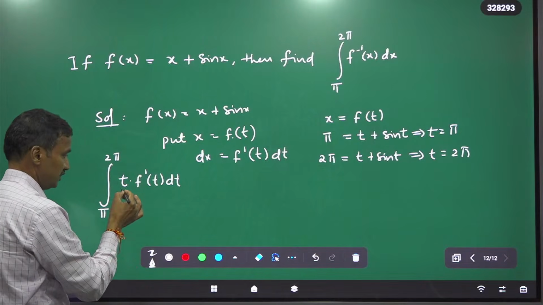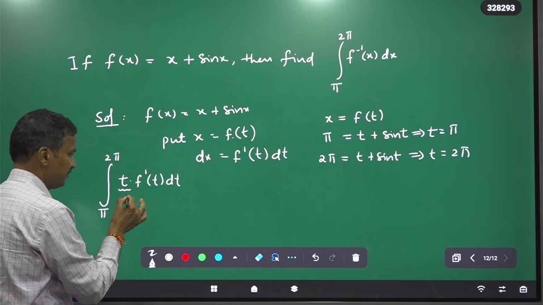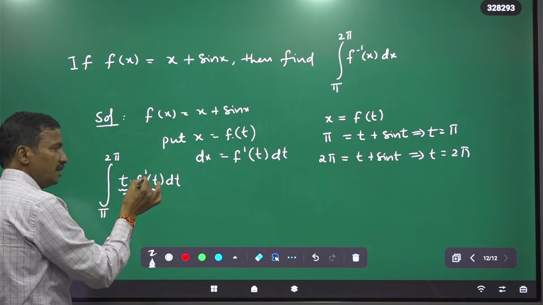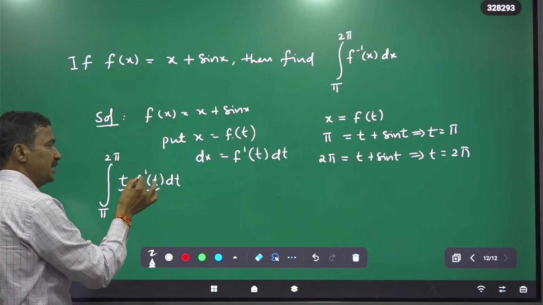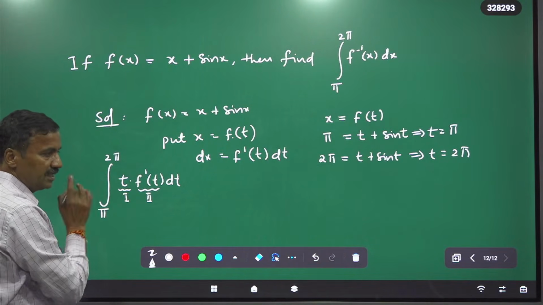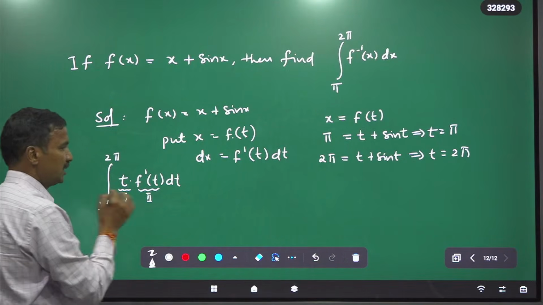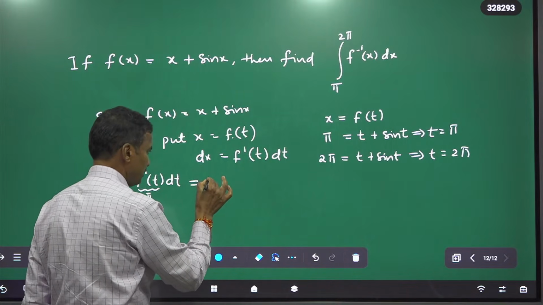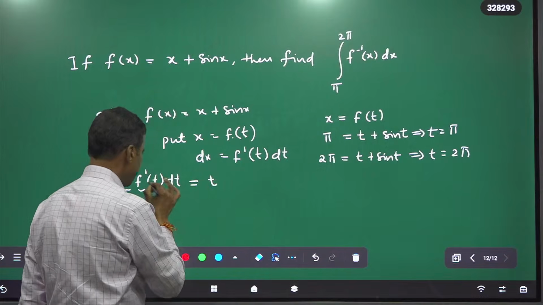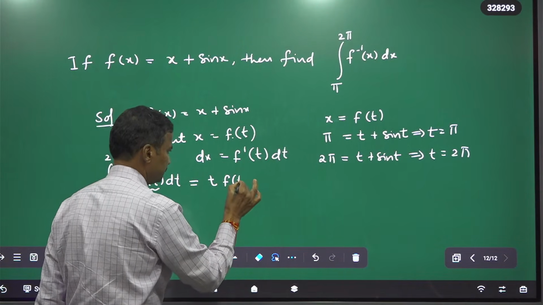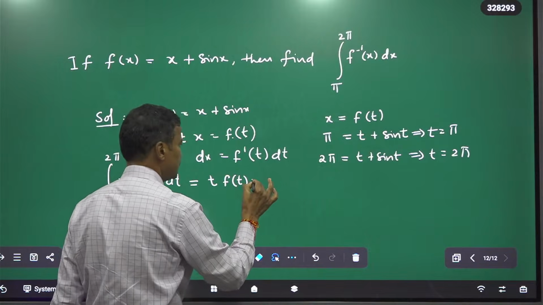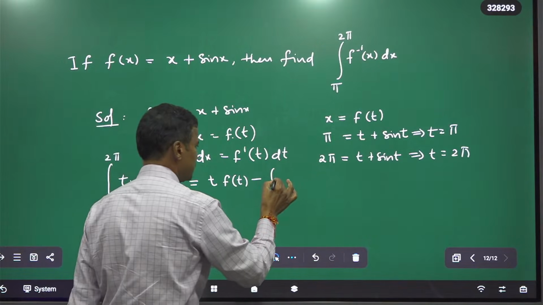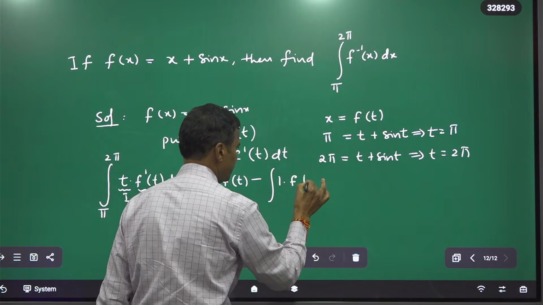Now we have to integrate this by the parts method, taking this as the first function and this as the second function, because this is the derivative f dash t. If you integrate it, you will get f of t, because integration is the antiderivative. That's why we take this as the second function. Applying the by parts method: first function t, integral of second function that is f of t, minus the integral of the differentiation of first function, which is 1, into f of t dt.